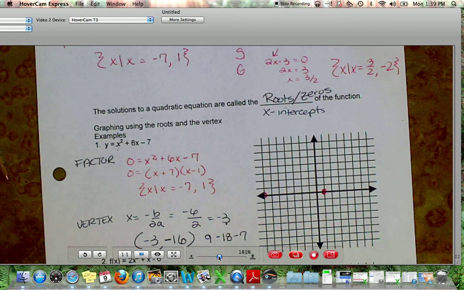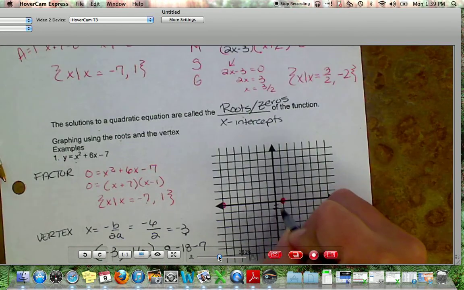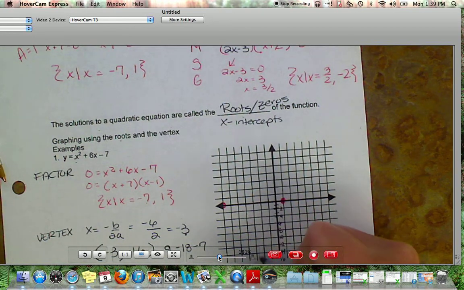So in order for us to fit this on the graph, we're going to have to go by 2s. 2, 4, 6, 8, 10, 12, 14, 16. So -1, 2, 3, -16 is going to be here.